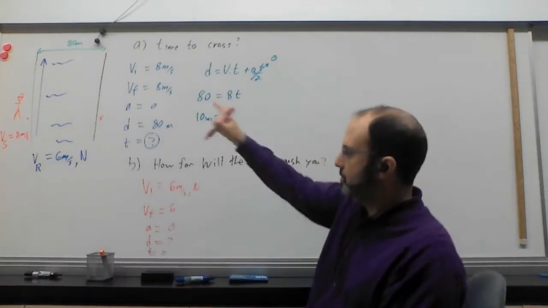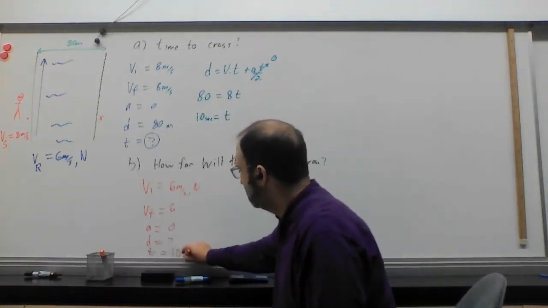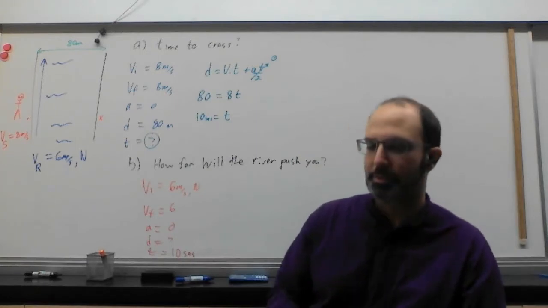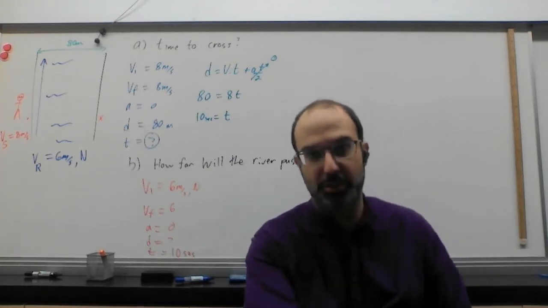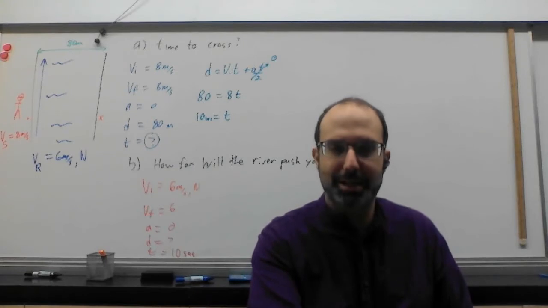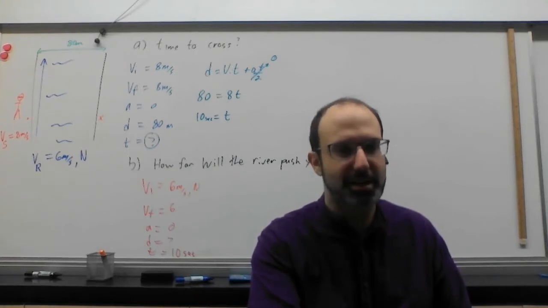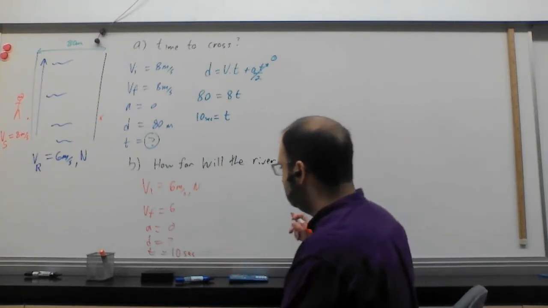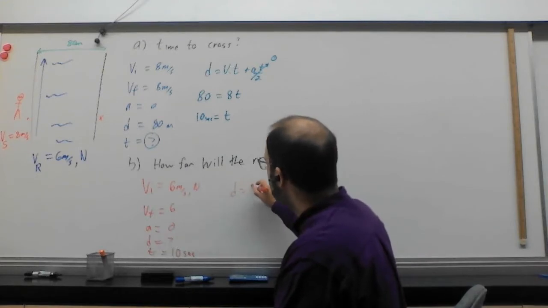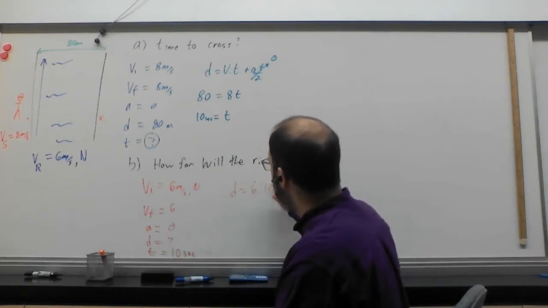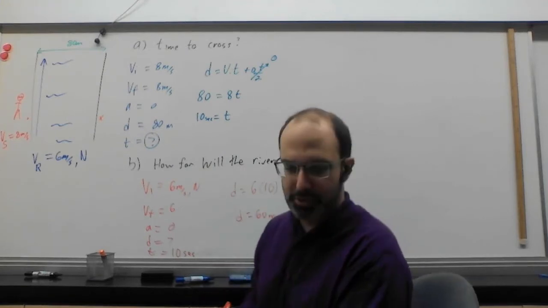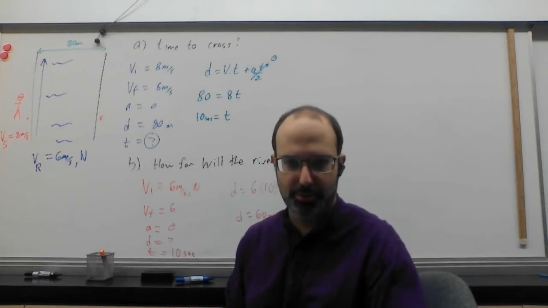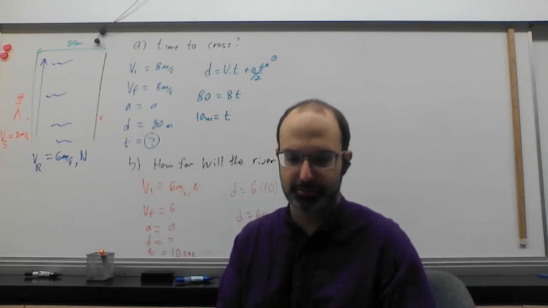So these two questions share a time. They're otherwise independent of each other, right? The only connection between my motion and the river's motion is the time that it takes for me to get across. As a result, d equals 6 times 10. So d equals 60 meters. So the river is going to push me 60 meters with the current.